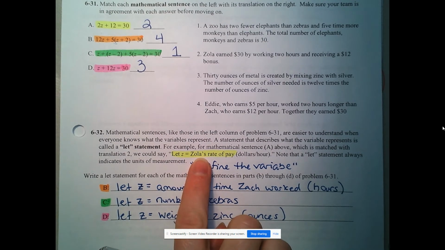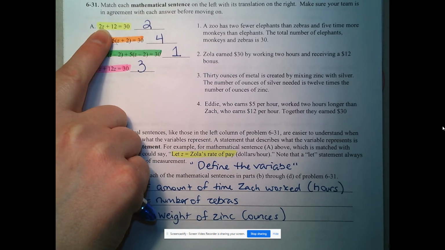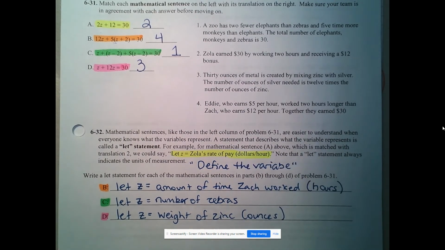So in the yellow one, 2Z plus 12, this is Zola making money. The Z is her rate of pay, how much she's making in dollars per hour. And so we're going to do 2, because you worked for 2 hours. And I'm going to highlight the dollars per hour because we need to have that in there as well. 2 times her rate of pay plus the $12 bonus equals 30.